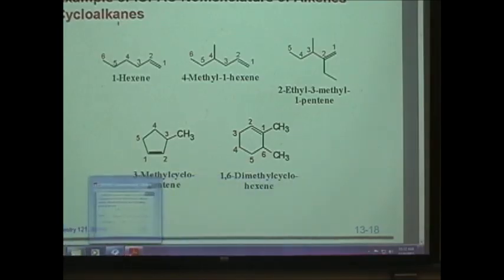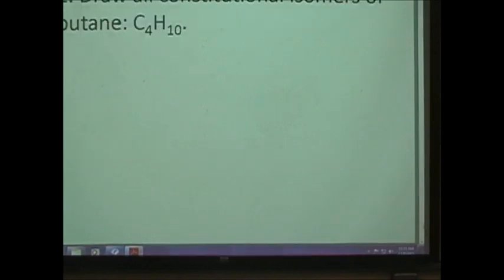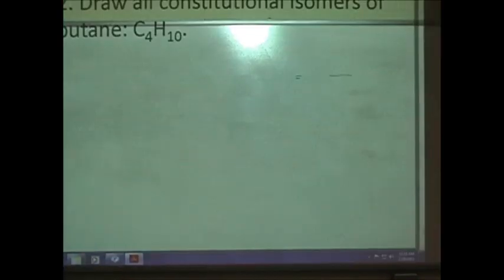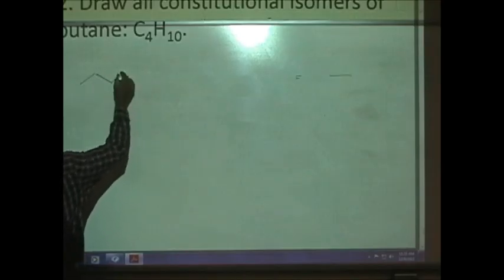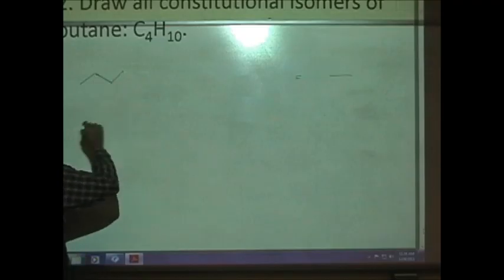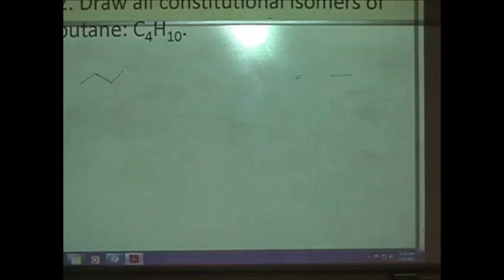Let's go to questions now. Butane is 4 carbon atoms. Okay, isomers of, this is the chemical formula. Then you can have different isomers. Now I could draw this one in linear form, 1, 2, 3, 4. That's one isomer. Of course, you already know this from that table.